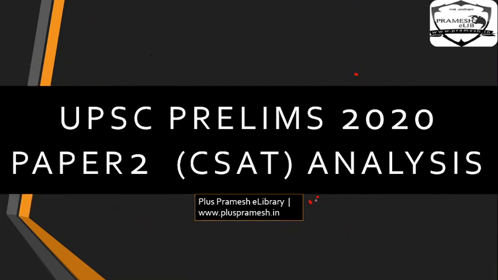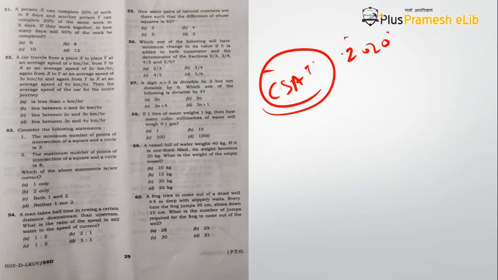You are with me Supriya Sengal and we will be continuing with the last part of CSAT paper discussion of UPSC Prelims 2020. Okay, so we have covered till question number 54, which was the answer was D, and now we will start from question number 55.